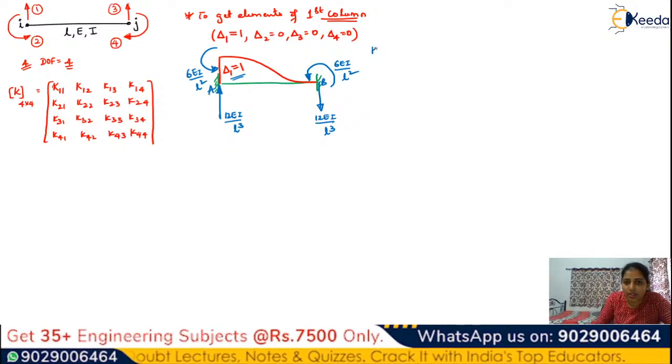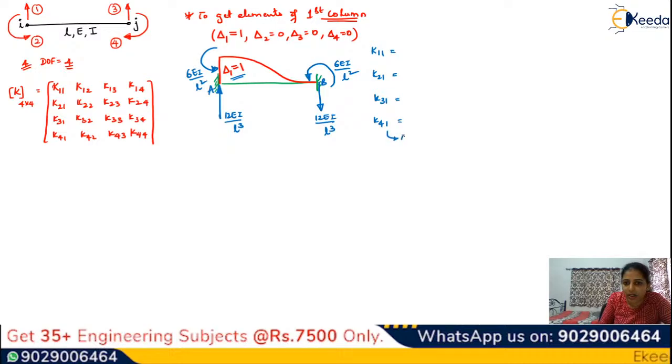Now let us write all the values. First let us write K11, K21, K31 and K41. What is the meaning of all these terms? We are applying unit displacement in coordinate 1 and trying to see what forces are developed in these coordinates. K11 is what? At coordinate 1, what is coordinate 1? A vertically upward reaction. Here also we have a vertically upward reaction.